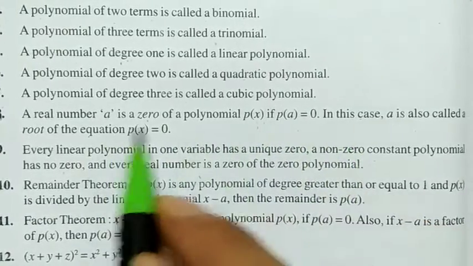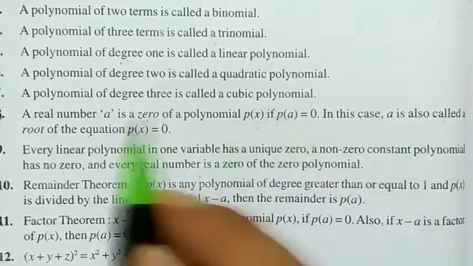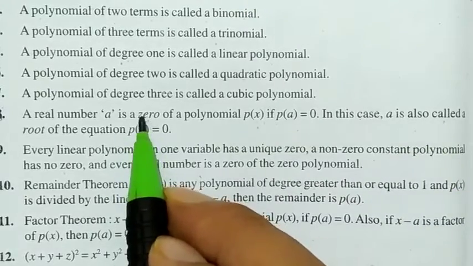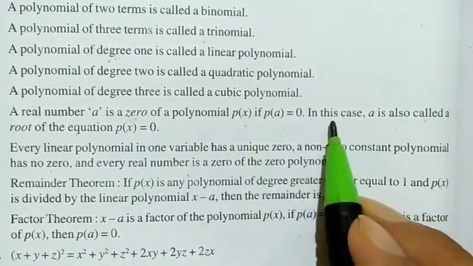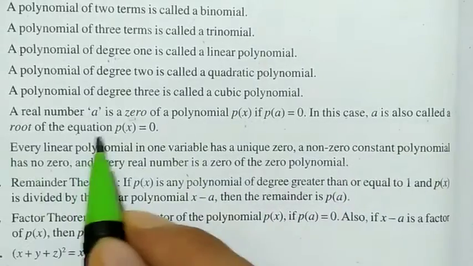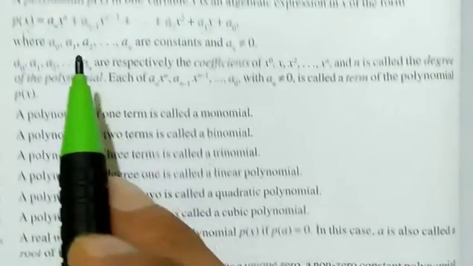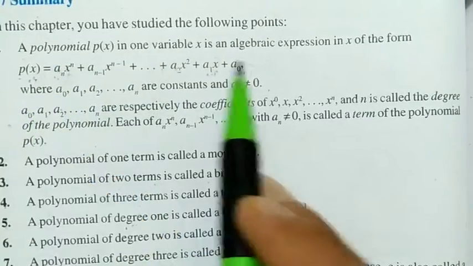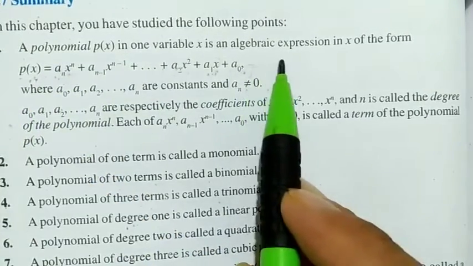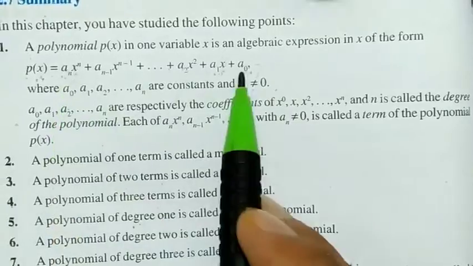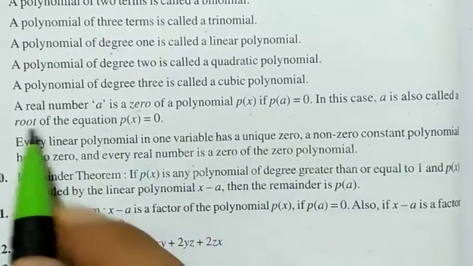So in this case, zero or root or solution, this is the same thing, similar terms. In this case, a is also called a root of the equation p(x) = 0. So root means if p(x) = 0, meaning we equate it to 0, and we get the value of x as required.